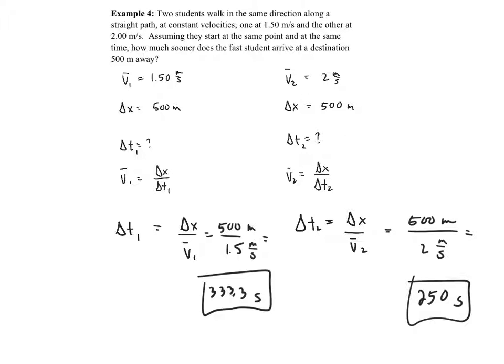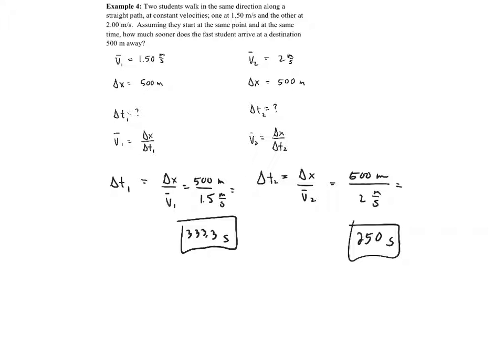What's my final answer in this problem? The difference between the two. Okay, delta T1 minus delta T2 is going to be 83.3 seconds ahead.